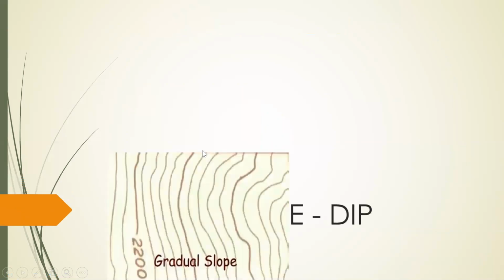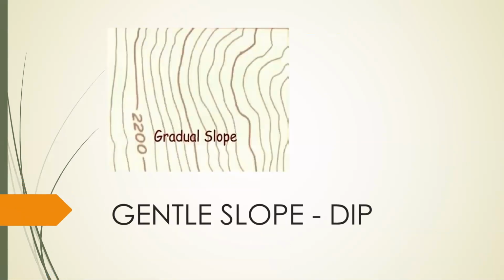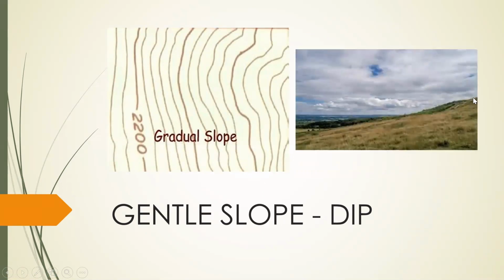Next one is a gentle slope. It is known as a dip in geography. For a gentle slope, see here, these contour lines are further apart. The gap between one contour line and another is large. It shows the gentle slope or a dip. Here you can see that the elevation is more from here compared to this place. So this type of landform can be indicated through this type of contour lines.